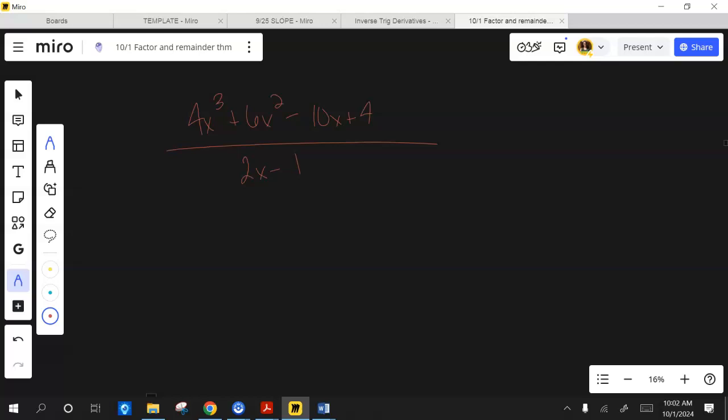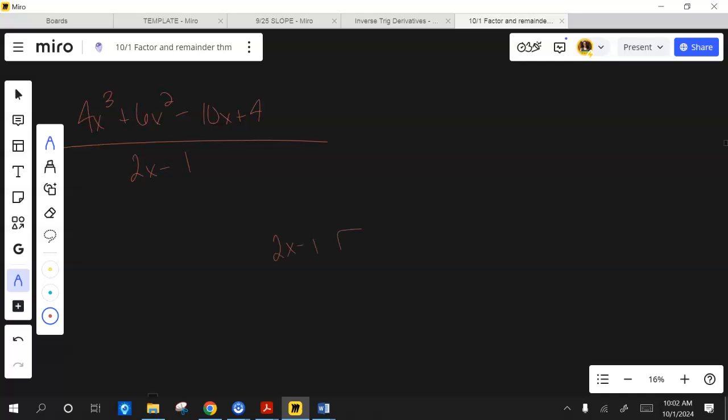Could I do this one with synthetic division? Why? There's a 2 in front of the x, so that's a no. So I'm going to do 2x minus 1 into 4x cubed plus 6x squared minus 10x plus 4. This one's going to come out nice because it came off the paper. What do I multiply 2x by to get 4x to the third?